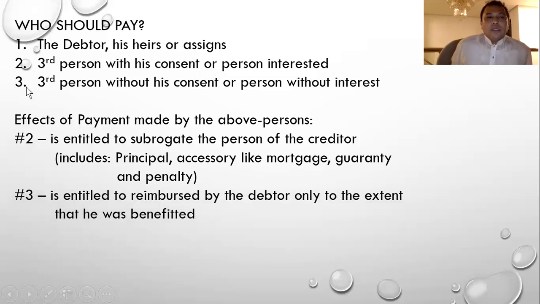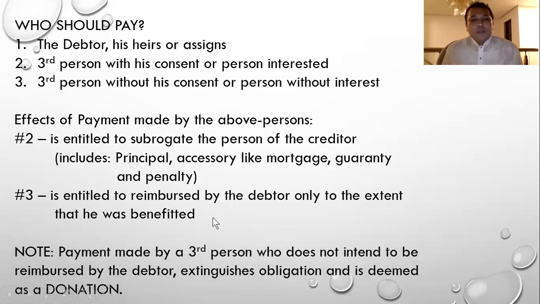So how about the number 3 person? When this third person pays without consent by the debtor or without interest, what is the effect of his payment? The payment is valid and the third person is only entitled to be reimbursed by the debtor to the extent that the debtor was benefited. But if the third person does not intend to be reimbursed by the debtor, it also extinguishes the obligation. But such payment made by the third person is a donation to the debtor. So it is deemed as a donation.